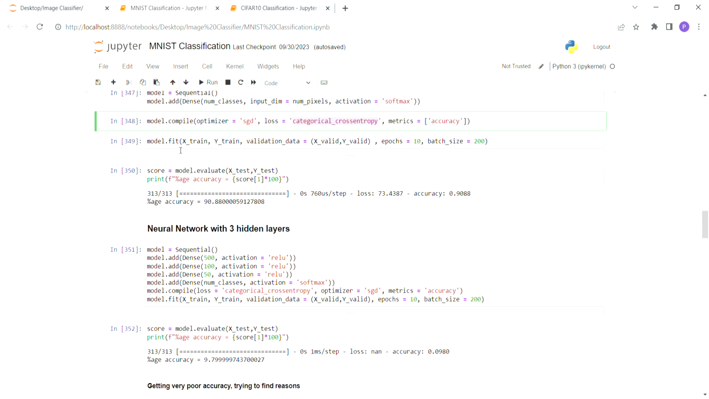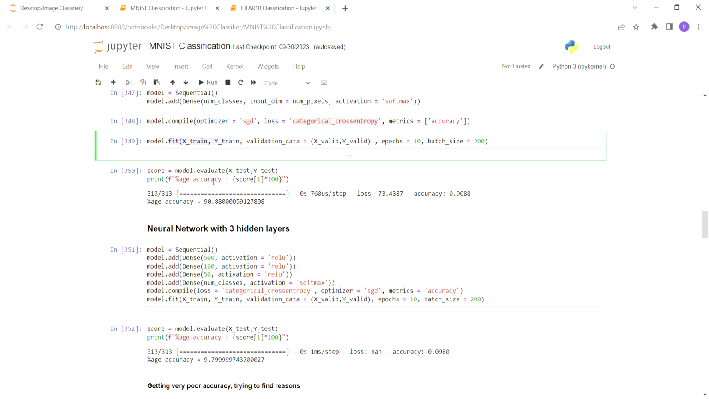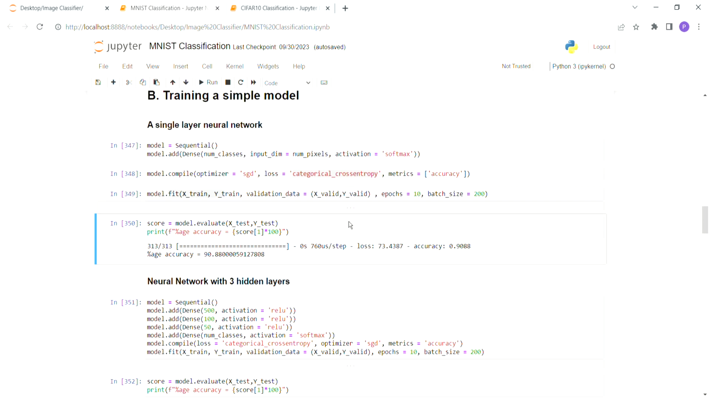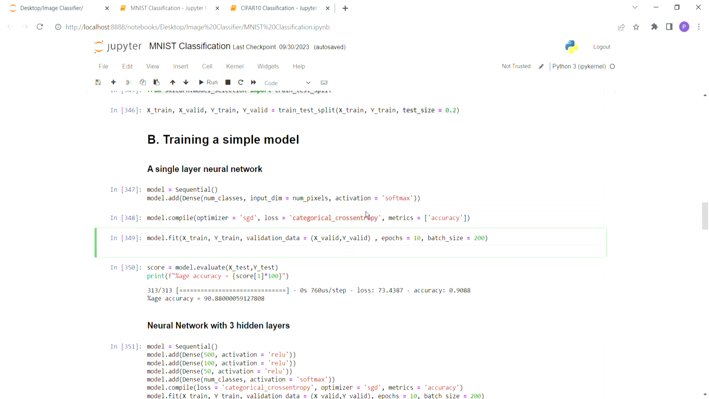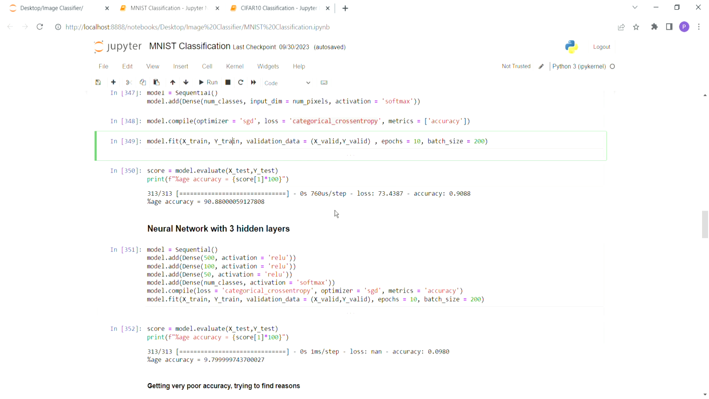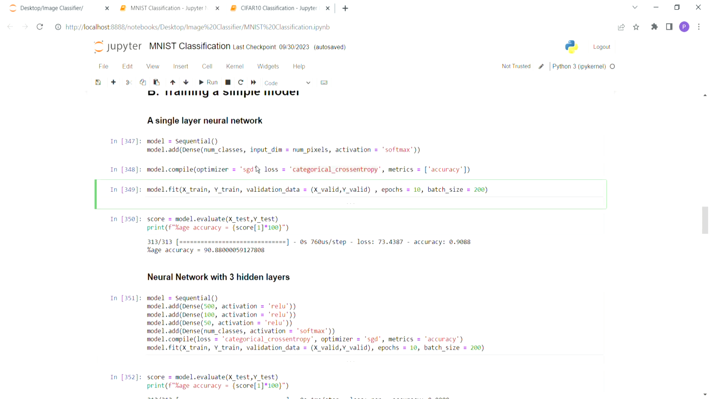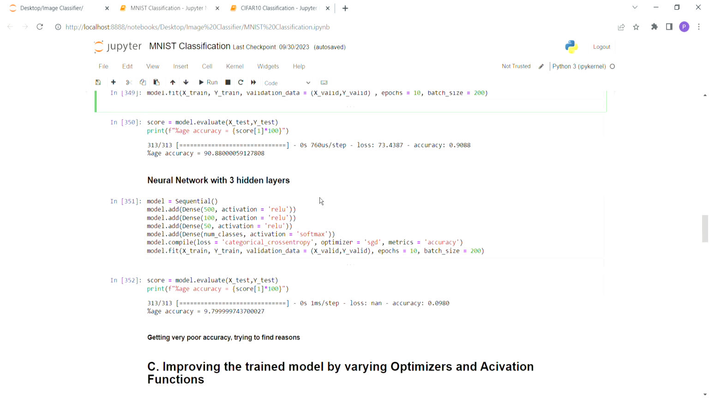Then we'll be training the model, and on evaluating we can see that we are getting an accuracy of 90.88%. This is a fairly good accuracy since it is a single layer neural network. Now we will try to improve this accuracy by increasing the number of layers, that is by going deeper. So instead of using a single output layer, we will be introducing additional three hidden layers as well.